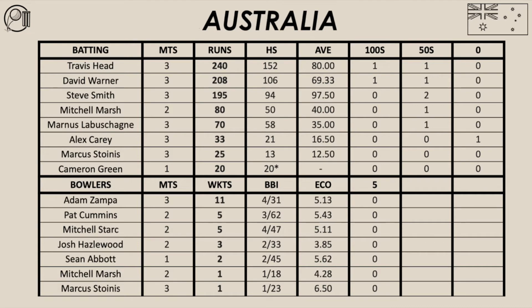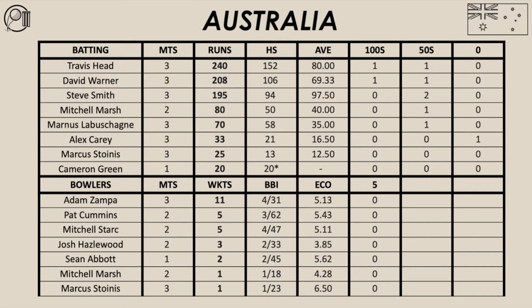And throughout this series, their scores were pretty consistent. In Game 1, they got 291 for 4. Game 2, 280 for 8. Game 3, 355 for 5. So their scores throughout the whole series were pretty consistent, and they were backing up each innings as they went, which is good. Let's talk about some of the batters.